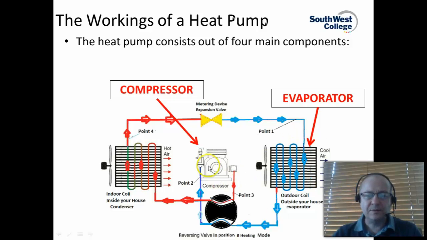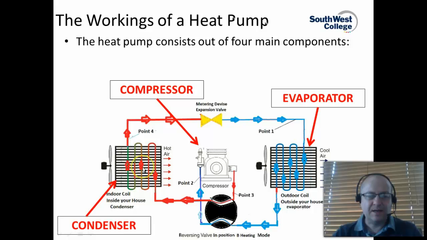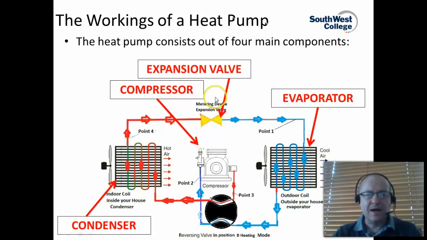You have your compressor. The job of the compressor is to compress the gas, or the refrigerant, that is in this loop. And then you have a condenser, and the condenser is the indoor coil inside your house, and this is where you transfer the heat that's in the fluid to the application that you require. So it could be domestic hot water, it could be space heating. And then we have an expansion valve that expands the gas as it goes around the loop.